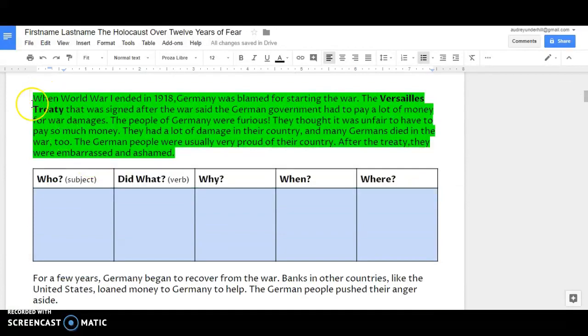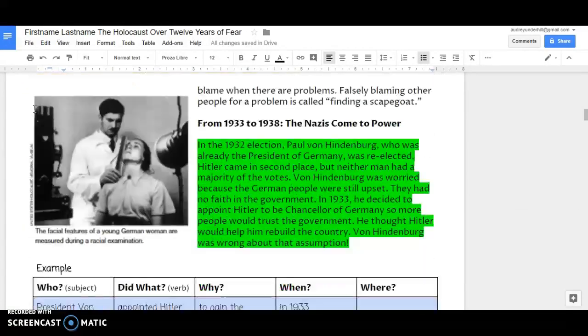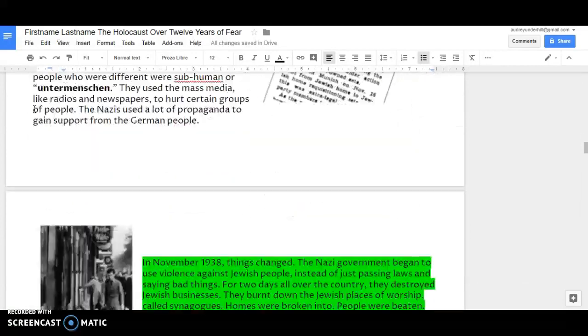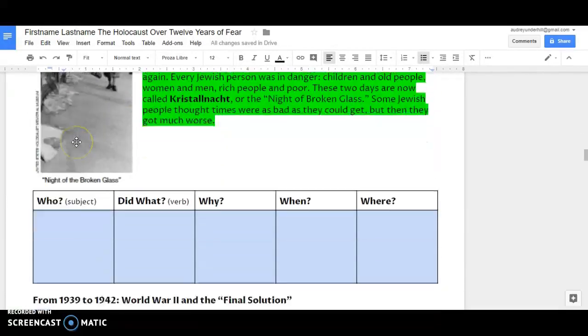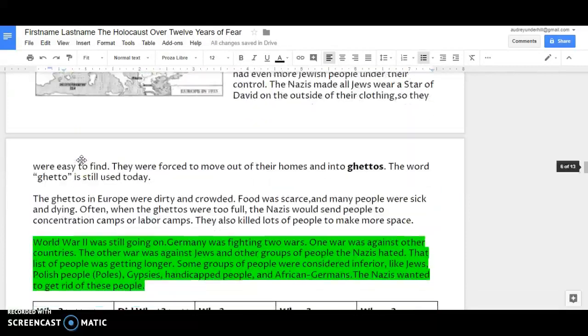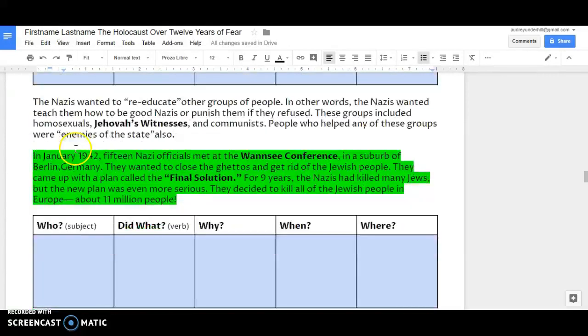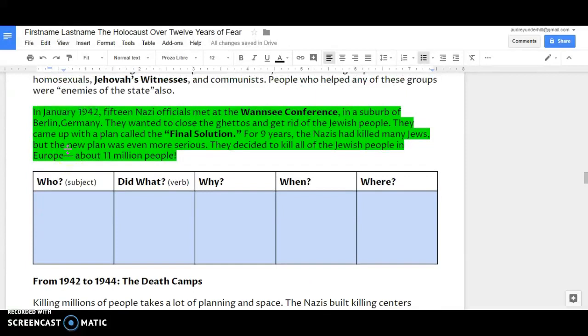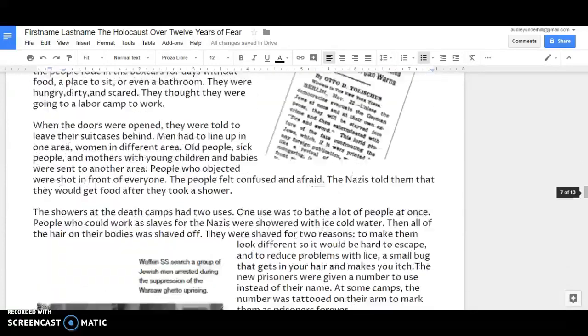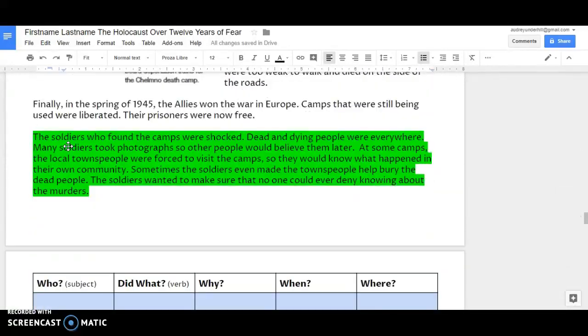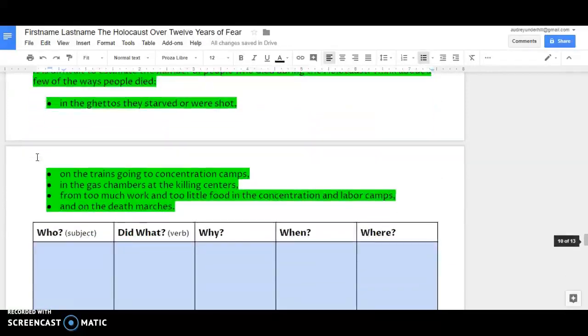So you need to complete one of these here, one of these here for this paragraph, one of these on the 5th page next to the picture of Kristallnacht, one for the paragraph that begins World War II was still going on, one for this paragraph that begins in January 1942, one for the paragraph that begins the soldiers who found the camps were shocked, and this last paragraph here.